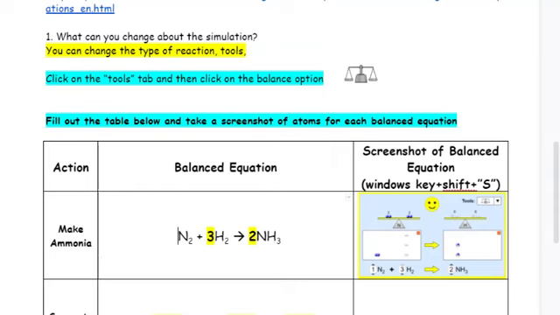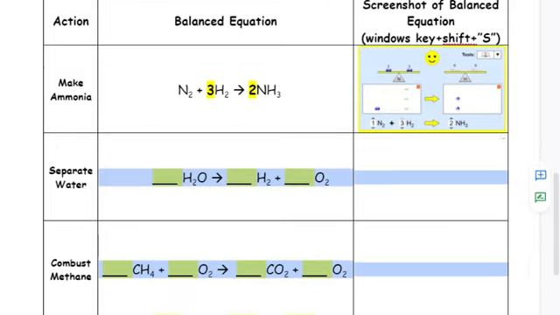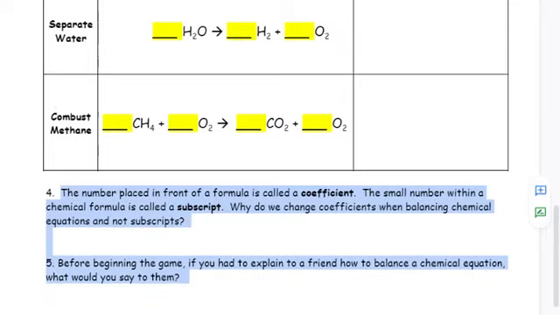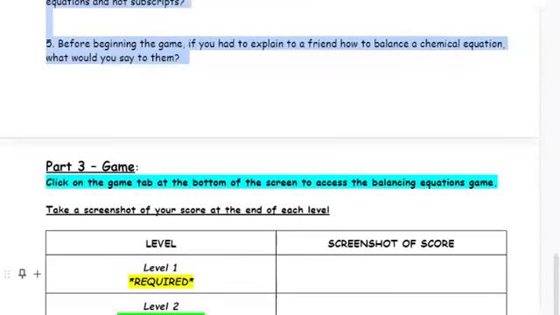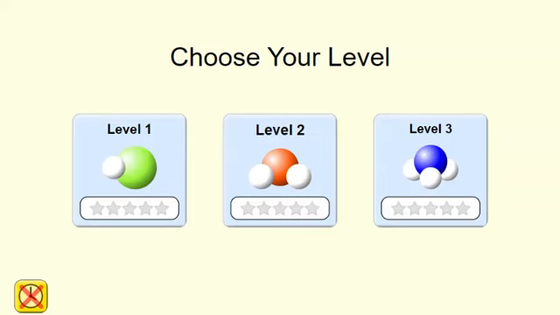All right. So tonight to finish, I want you to try these two on your own. I'm going to be recording a video or posting a video of what we went over. Make sure you answer these questions. And then for the game, level 1 is required, but level 2 and 3 are extra credit. And you need to get 3 stars or better for it to count. You can find the game by clicking on this button down here where it says game at the very bottom of your screen. And then level 1.